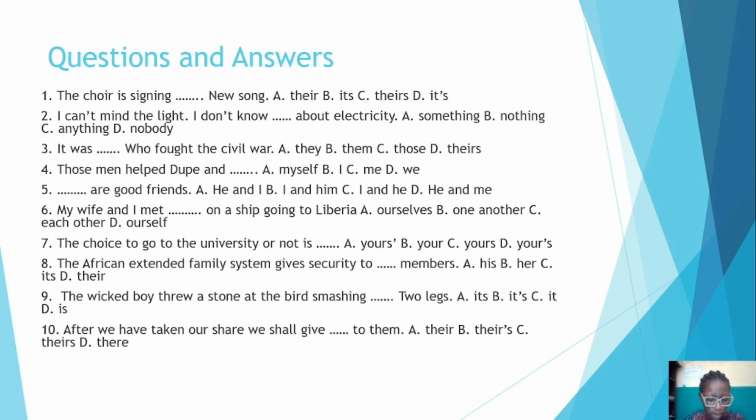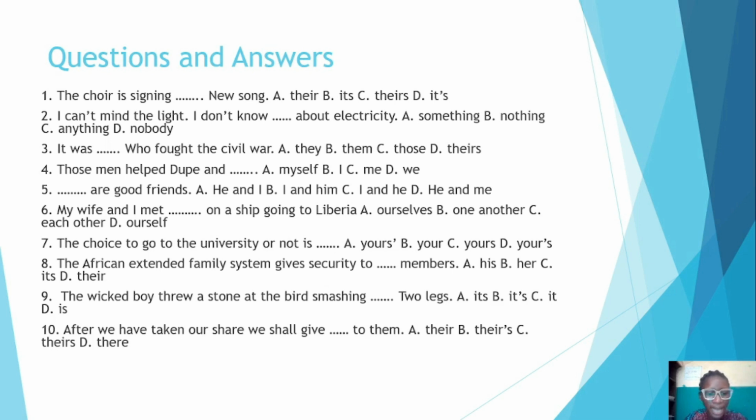Question 9. The wicked boy threw a stone at the bird, smashing dash two legs. A, its. B, it with an apostrophe and S. C, it. D, is. The correct option is option A. The wicked boy threw a stone at the bird, smashing its two legs. Possessive pronouns, just like I said earlier, do not carry an apostrophe.